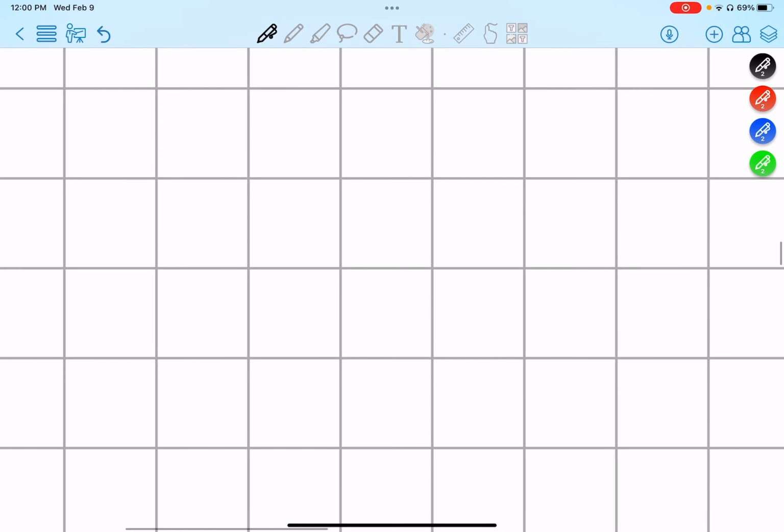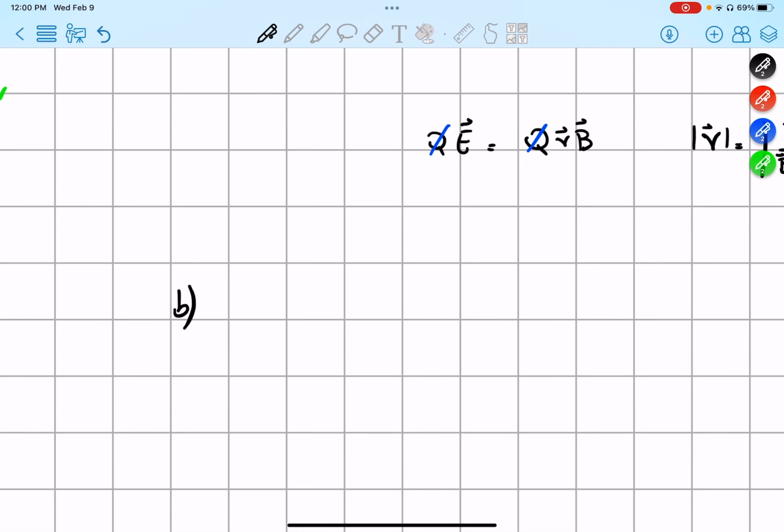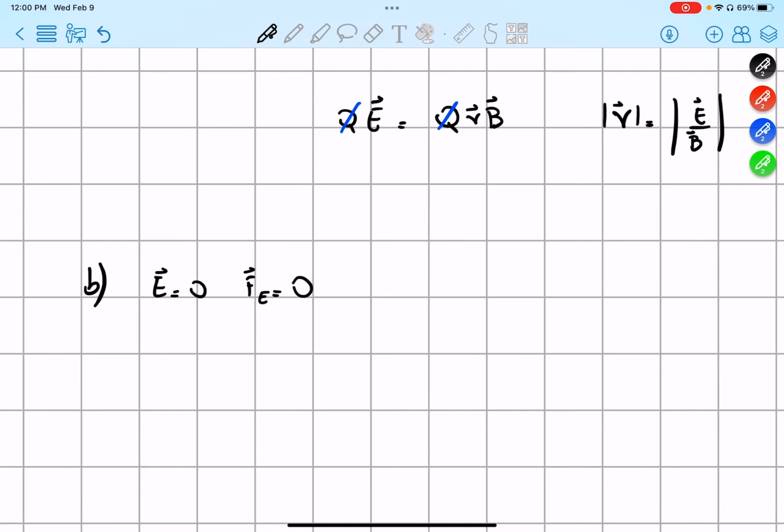For part B, we have to find the radius of curvature in terms of the electric field and magnetic field when the electric field is zero. So when the electric field is zero, the force given by the electric field is equal to zero, of course. So now the only force that we have is our magnetic force, which we said has magnitude equal to Q V times B.